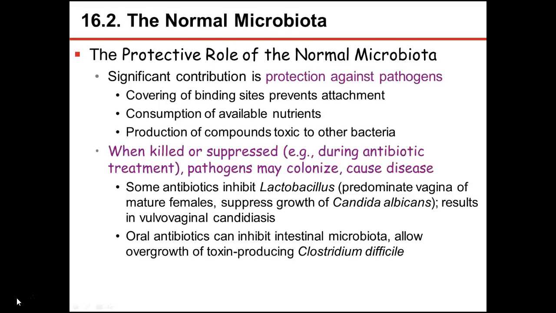So some of the things that the normal microbiota are doing that protect us is covering up the binding sites. In order to cause disease, one, we have to get the microbe into our body, and two, it has to attach. If it can't attach to any of our body, any of our cells, then essentially it's just going to be thrown through the system and out the other side. And so by covering up the binding sites, normal microbiota protects us against these pathogens.